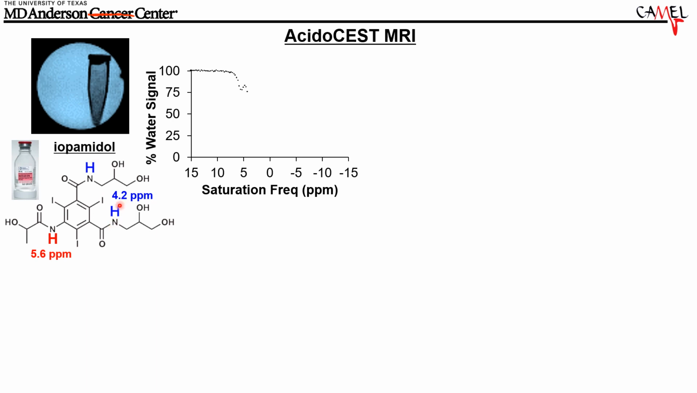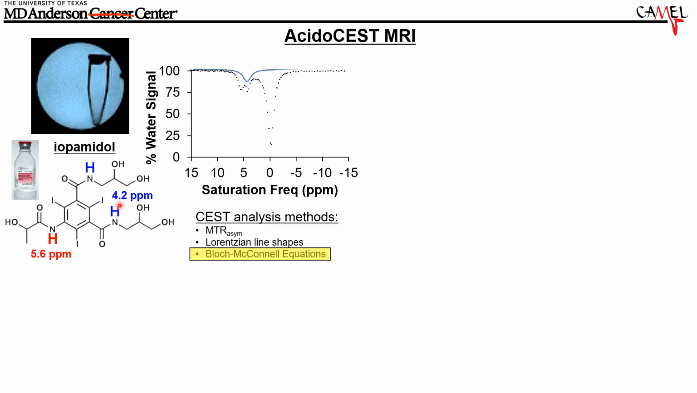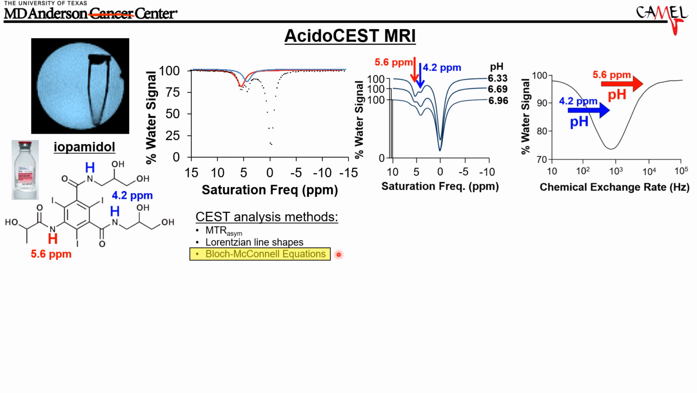This happens at 4.2 ppm selective saturation as well, for these other protons on the agent. If we saturate directly at 0 ppm, you can see the inner tube and the outer tube have direct saturation of water. We collect a symmetrical spectrum so that we can analyze the data in a variety of ways. We prefer to fit the CEST spectrum with the Bloch-McConnell equations that include the term for chemical exchange.